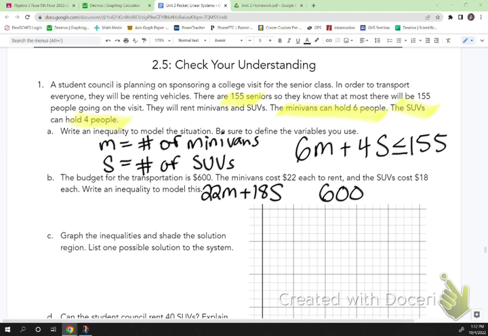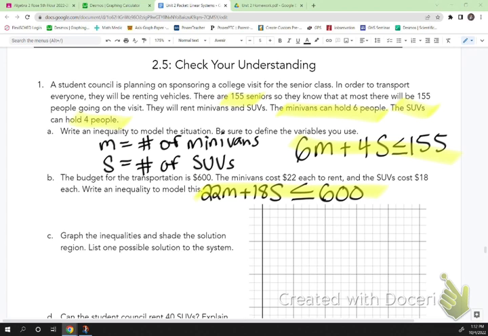Can I spend more than $600? No. Could I spend equal $600? Yeah. So again, it's going to be a less than or equal to. So the number of minivans and SUVs has to be less than or equal to with those costs. All right, we've got 2 inequalities. So then we're looking for a double shaded region.